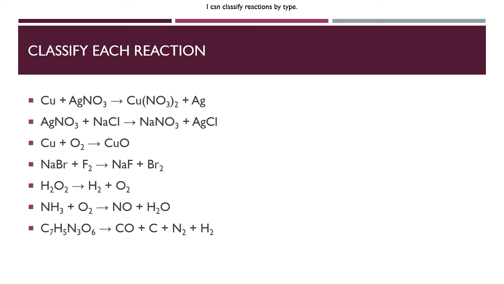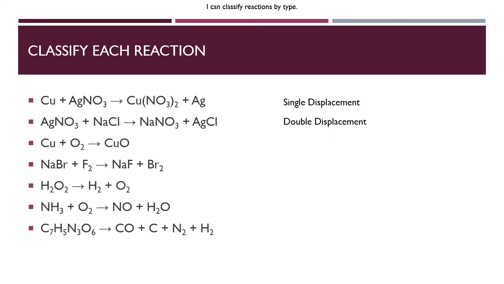Okay, so you had a chance to do this, so I'll just talk through each of these solutions real briefly. The first one is single displacement. I know this because I have a free element that's taking the place of an element in a compound. Notice the copper takes the place of the silver. The silver now gets kicked out by itself, so it's single displacement.